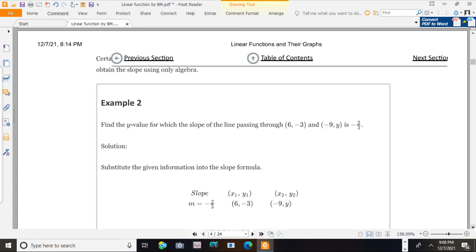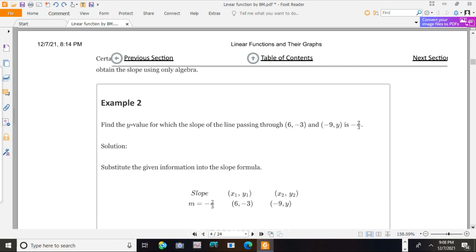Example 2: find the value of y for which the slope of the line passing through (6, -3) and (-9, y) is -2/3. We are given the slope and asked to determine the y value. So the slope m is -2/3, and this is x1, y1, and this one is x2, y2.